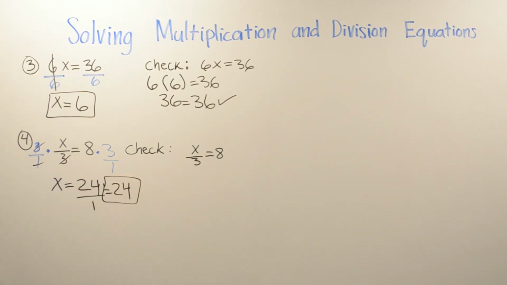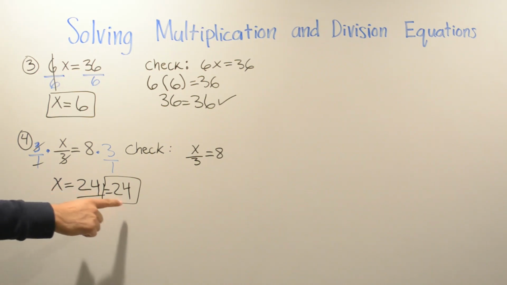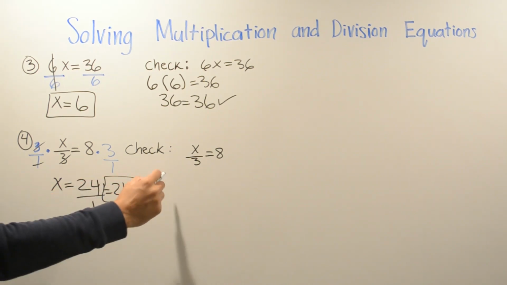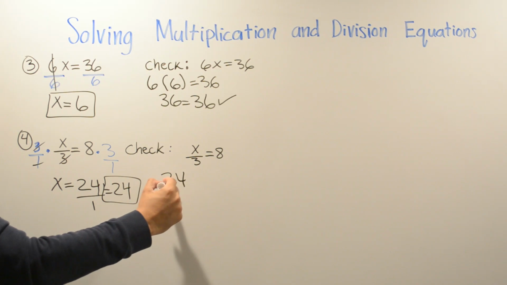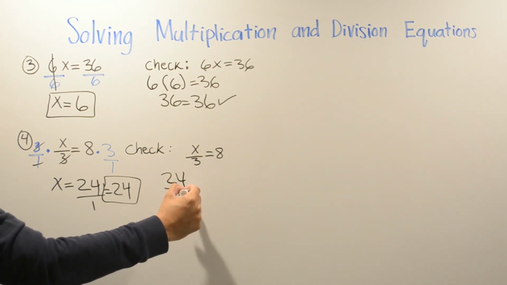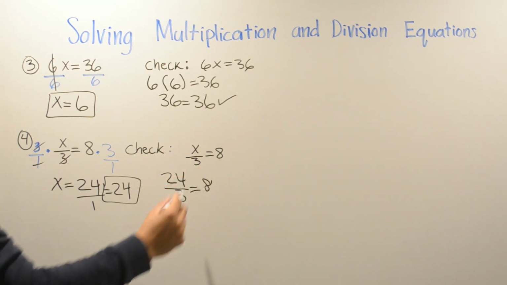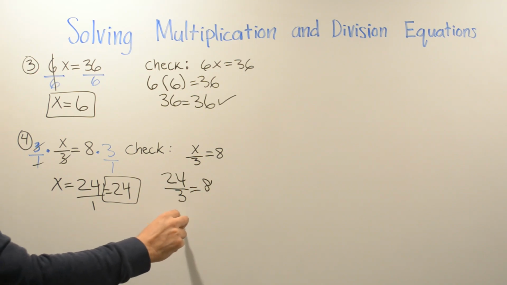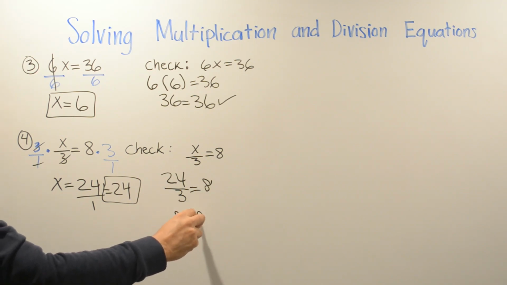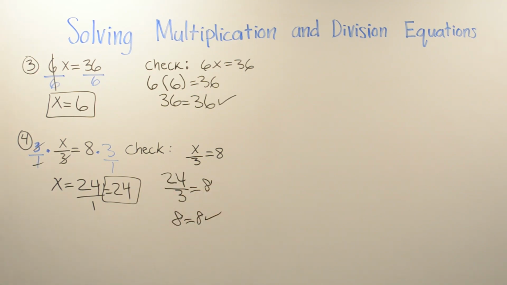And to check our work, remember, wherever we see x, we're going to plug in 24. So we're going to plug in 24 divided by 3 equals 8. And 3 goes into 24 8 times. 8 equals 8. And that's how we check our work.